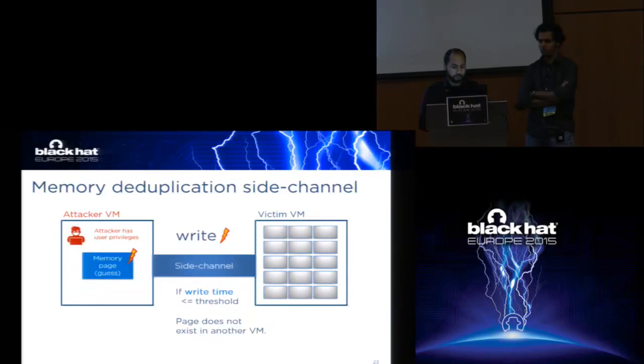And if it's not the case, then he can assume that this is not the case. So this is the side channel that we're going to use to break ASLR of co-located VMs.